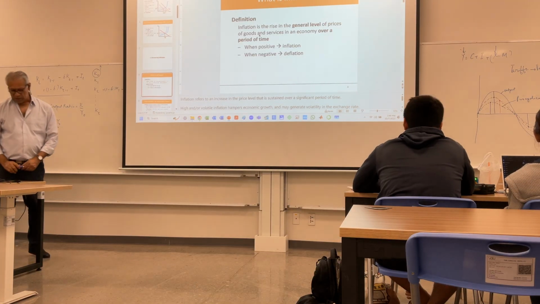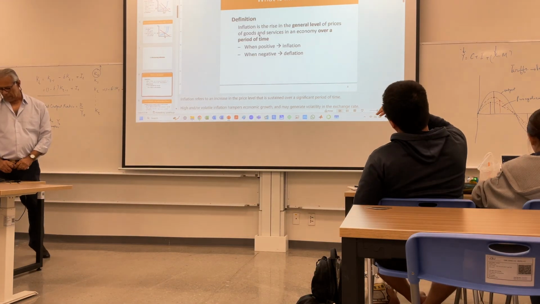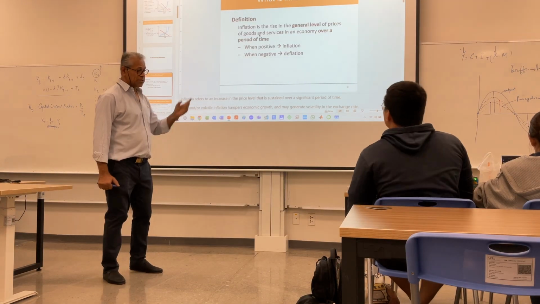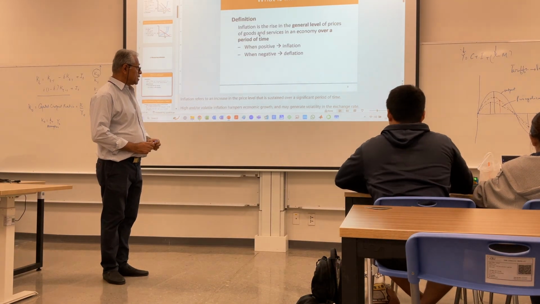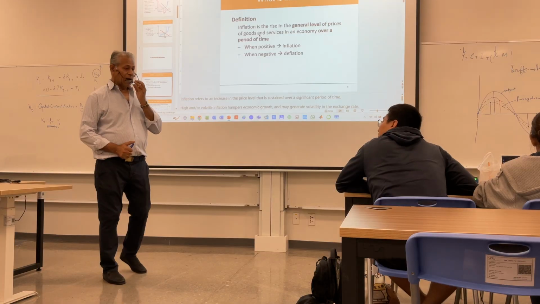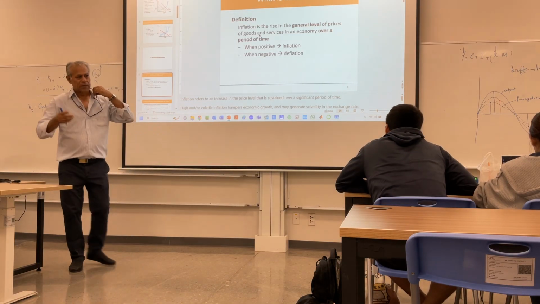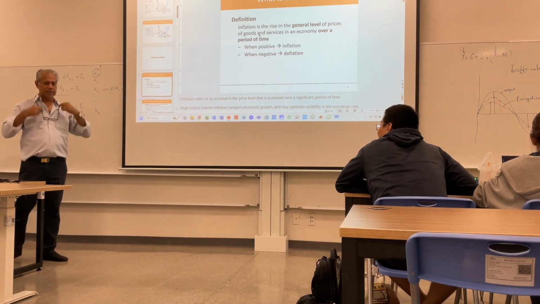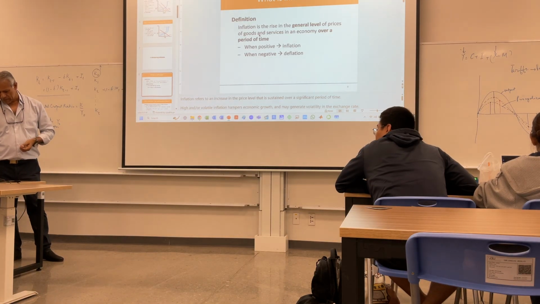So how do we measure inflation? Inflation is defined as the rise in the general level of prices of goods and services in an economy over a period of time, either 1 month, 12 months, a quarter, and so on. And that's positive, that's inflation, that's negative, that's deflation. Simple definitions.